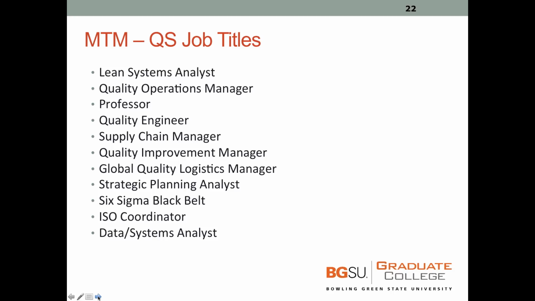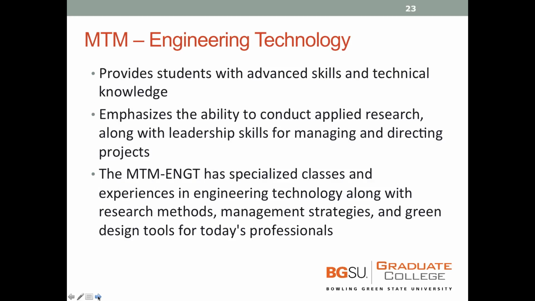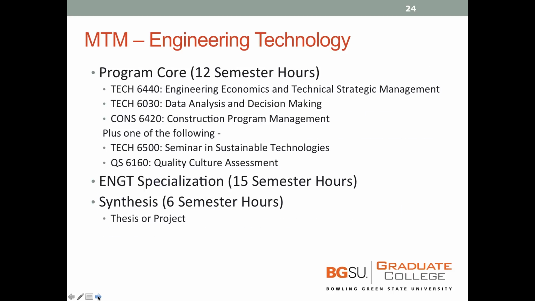The courses that are required total 33 credit hours, composed of 4 main groups: program core, which is the same as the one for construction; a specialization, which is 5 courses in quality systems; and the synthesis experience, where you connect all of these different courses together through a project or through a thesis.